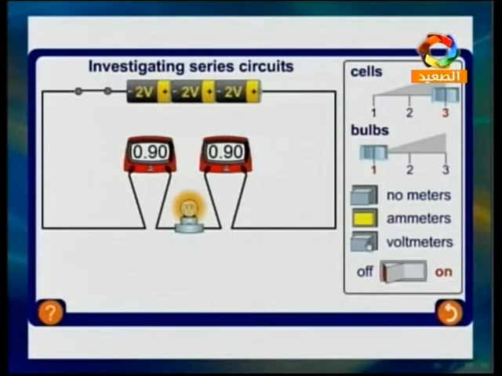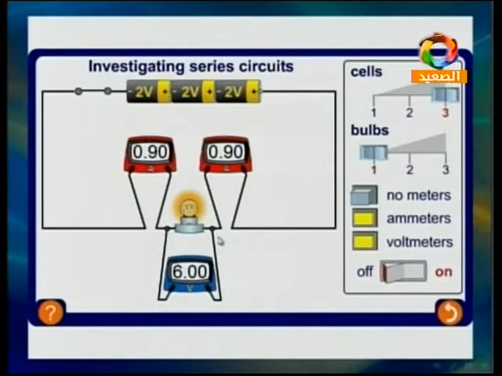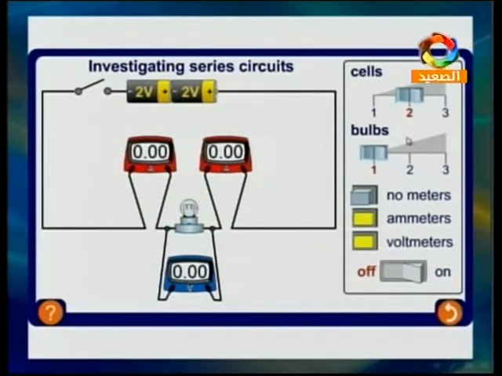And if I have the voltmeter here, this voltmeter reads 6 volts. Why? Because the voltmeter is 6 volts. If I decrease the cells here, we have a decrease in the voltage. So if you turn on the key, this is 4 volts, 2 plus 2 equals 4 volts. This is the total in series circuits.